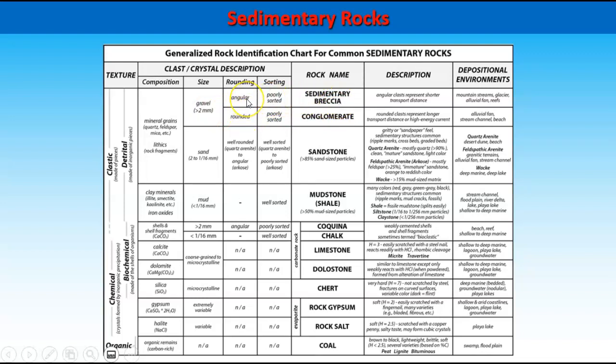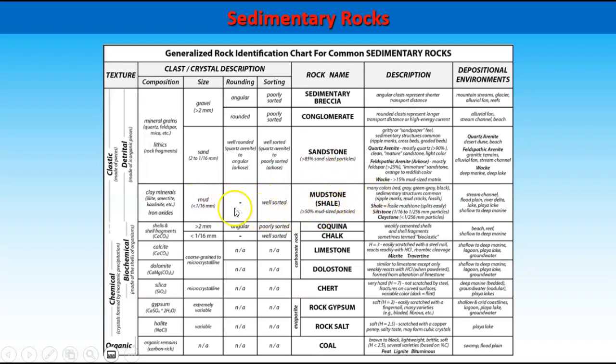Well, we look at the rounding. If it's angular, it's a breccia. If it's rounded, it's a conglomerate. And so the angular indicates that probably water wasn't involved in moving it and it's close to a source. This could be an indication of like a landslide deposit. The conglomerate suggests that it moved a little farther from the source. Then of course sandstone and mudstones, we get smaller and smaller.